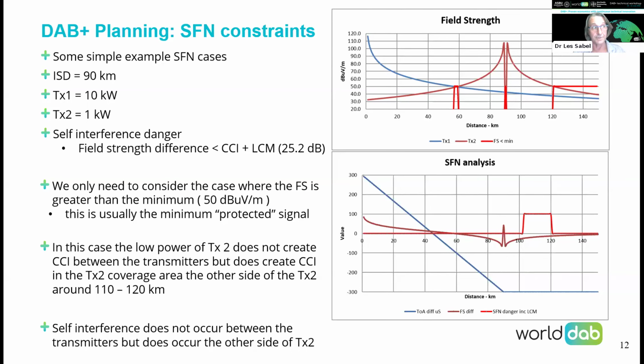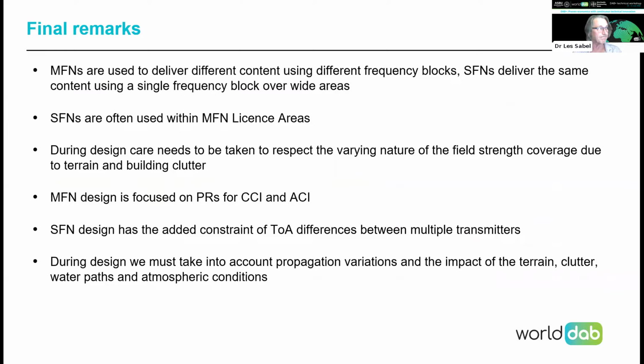MFNs are used to deliver different content using different frequency blocks. Single frequency networks deliver the same content using the same single frequency block over wide areas. SFNs are often used within multi-frequency networks. That's very standard. During design, care needs to be taken to respect the varying nature of the field strength coverage due to the terrain and building clutter. Sometimes there's a mountain range between two transmitters, for example, that will make a difference.